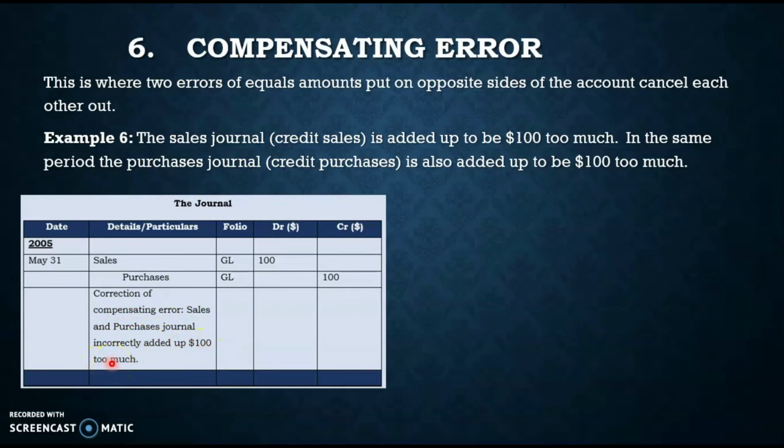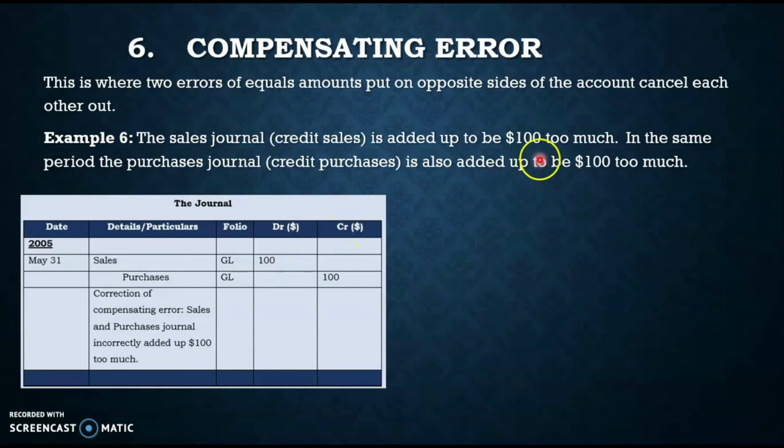So if it was one was 100, one was 150, then automatically the trial balance would not agree. But because both of them were over by the 100, they actually caused the trial balance to agree. So in order to reduce it, to bring it to the correct amount, you will have to put it on the opposite side to reduce it.